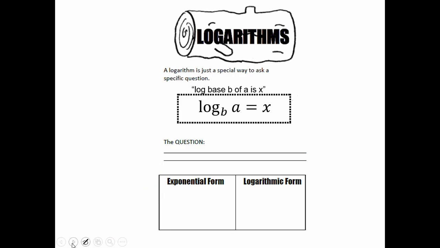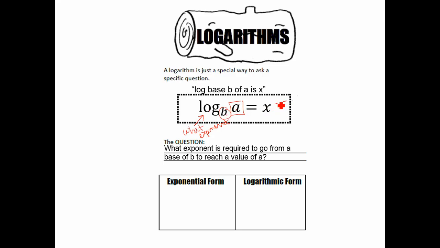When I read this, what question I'm asking, all the logarithm is saying is what exponent is required to go from a base of b to reach a value of a. So the word log is just simply saying what exponent on b gives me a value of a.